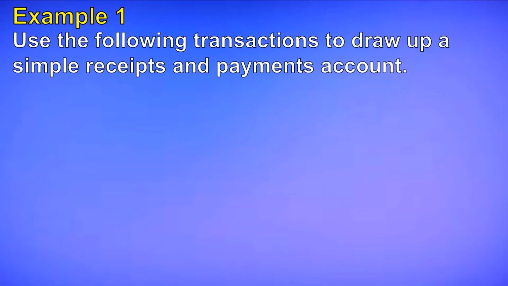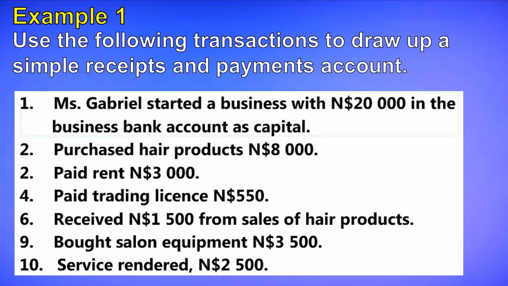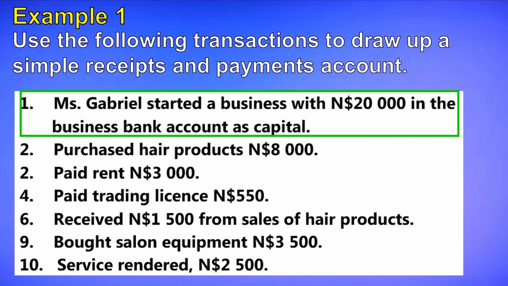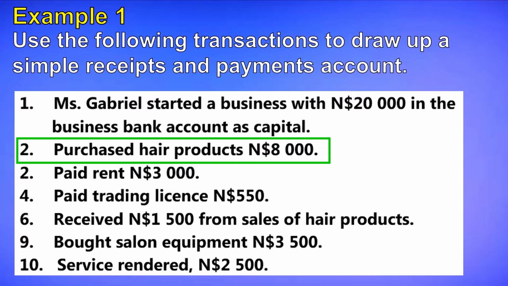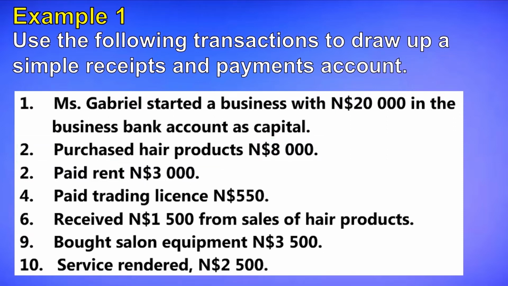Example: use the following transactions to draw up a simple receipts and payment account. The following information was taken from the books of Kelionge Hair Salon for April 2019. You are requested to draw up a simple receipts and payments account. Transactions. On the first day of April, Ms. Gabriel started a salon under the name Kelionge Salon and deposited 20,000 into the bank account of the business as her capital contribution. On the 2nd of April, the business purchased hair products of 8,000. On the 2nd of April, the business paid rent of 3,000. On the 4th of April, the business paid trading license for 550.